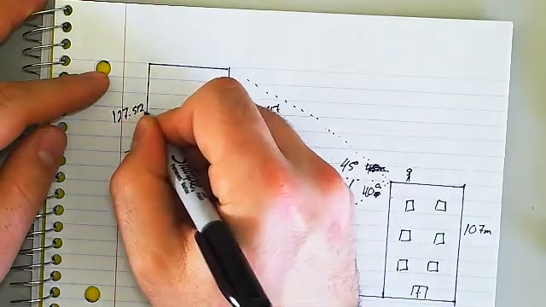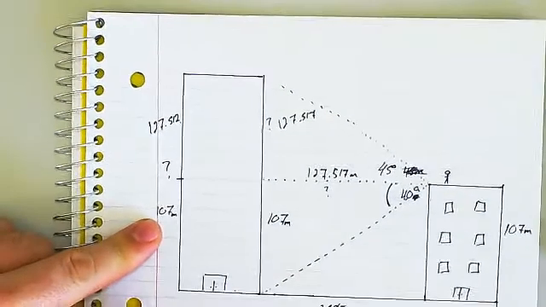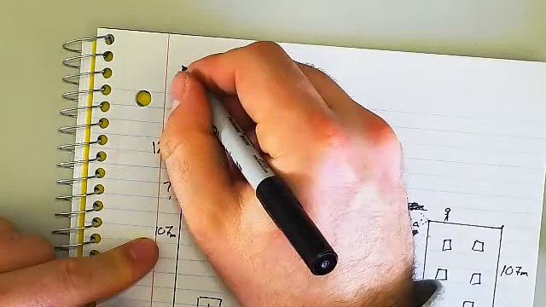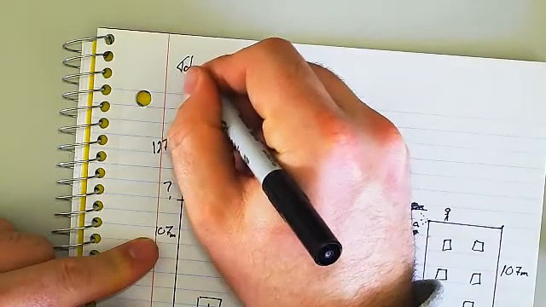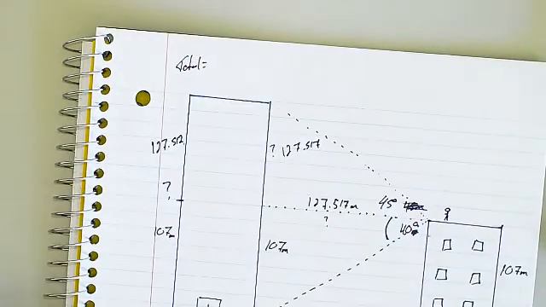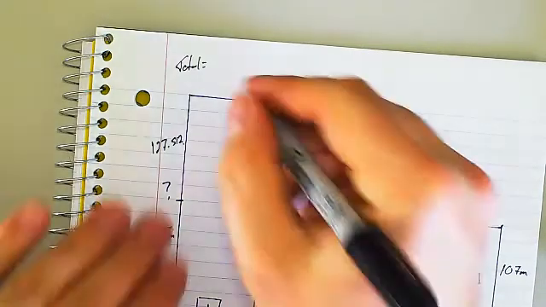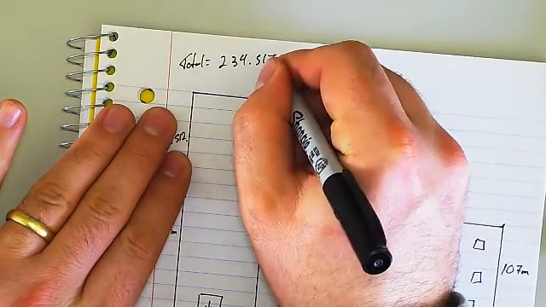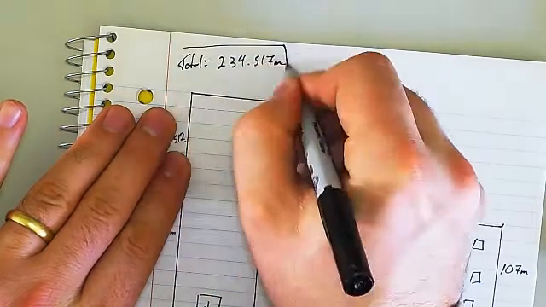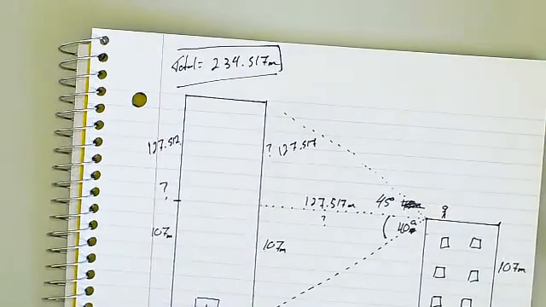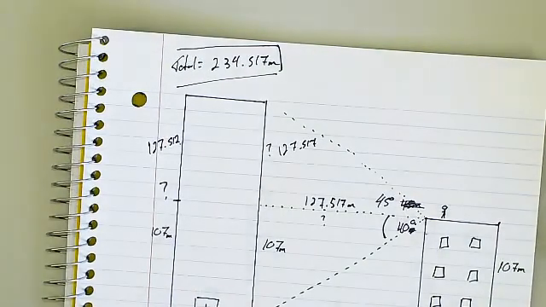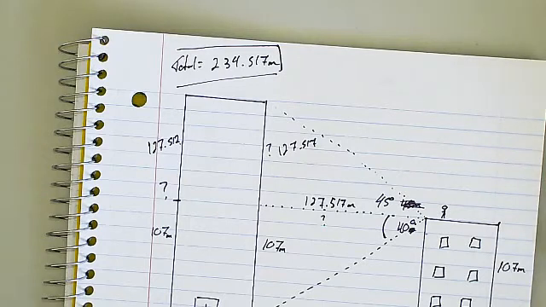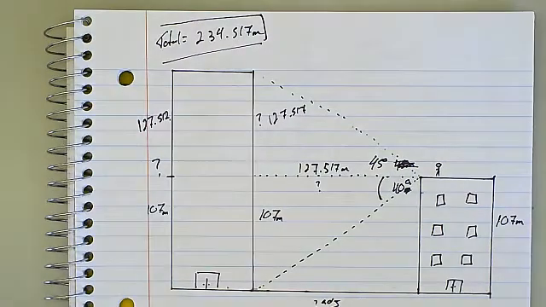So we know this height is actually 127.517. We're going to add that to 107 meters. So we know that the total height is going to be 234.517 meters. Not too bad.